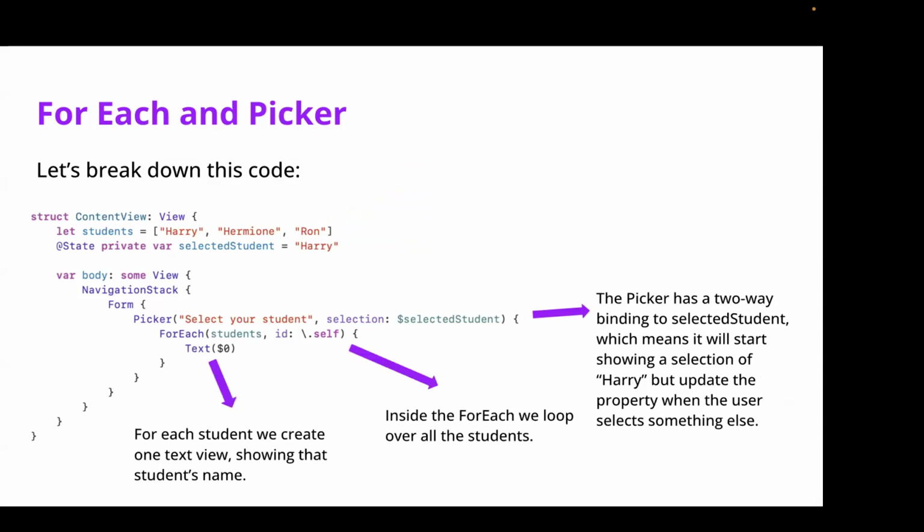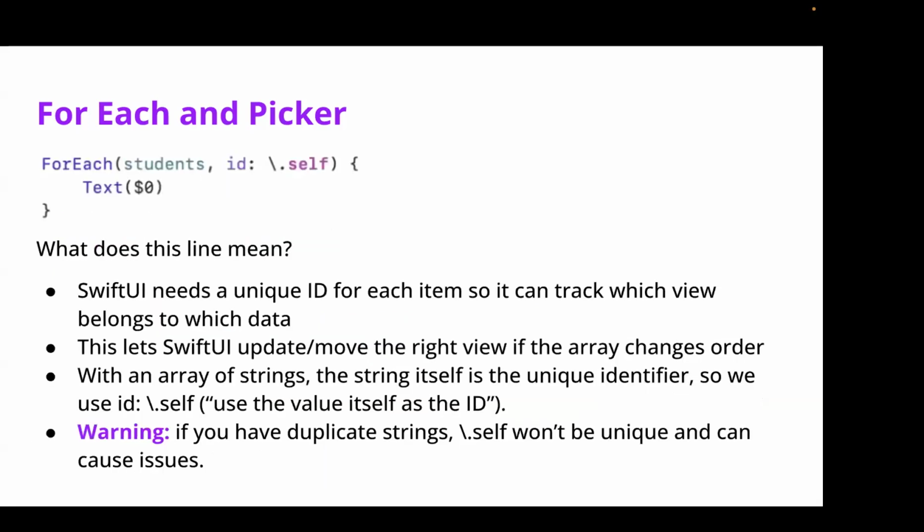And yeah, so inside the picker, the selection is a two-way binding. So selected student, because we want to change the selected student from the picker. And then inside the for each loop, we loop over all the students. And then for each student, we create one text view showing the student's name. And this is some new code that we haven't seen yet.